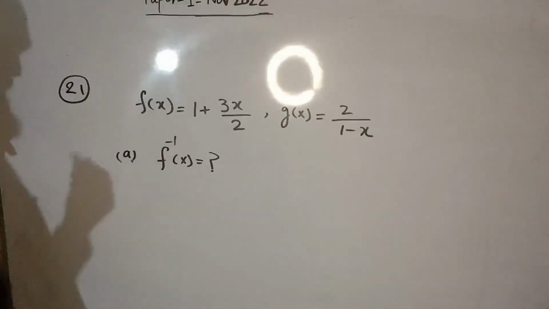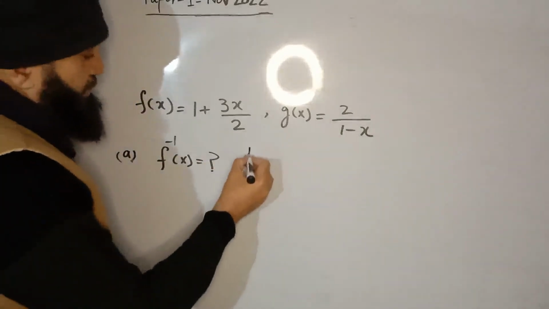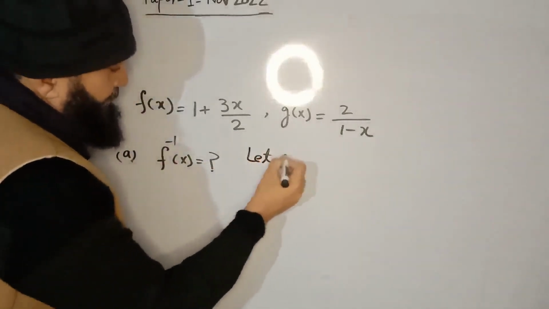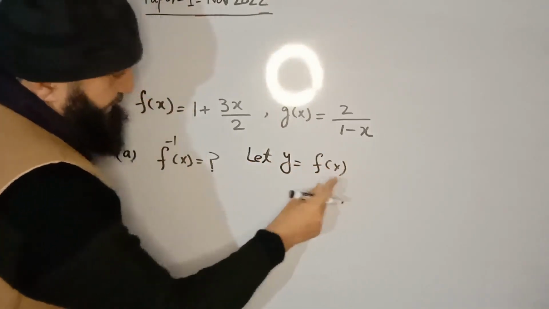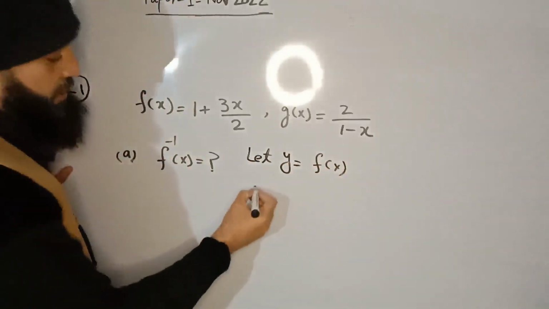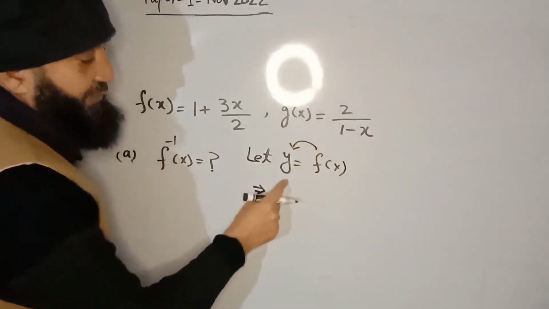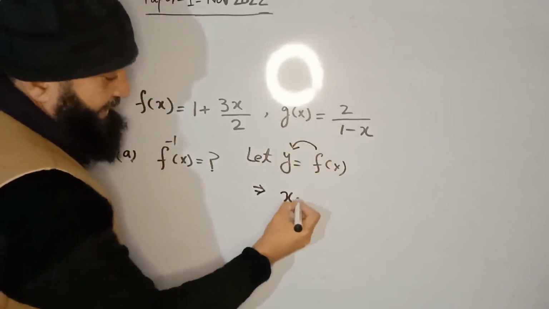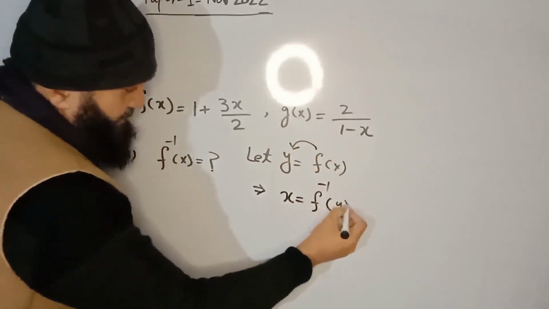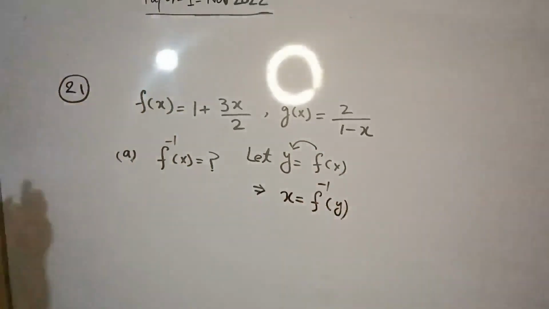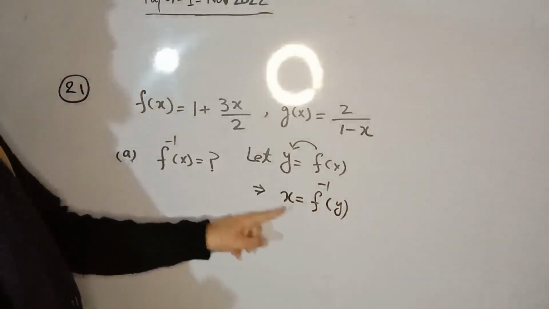So the method is very simple. The first step is we let y is equal to f of x. Then we make x the subject of formula. So if we shift f to this side, this will become f inverse. This implies that x is equal to f inverse of y. So we put the given definition of f of x equal to y and then make x the subject of formula.